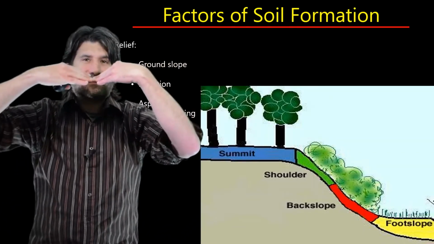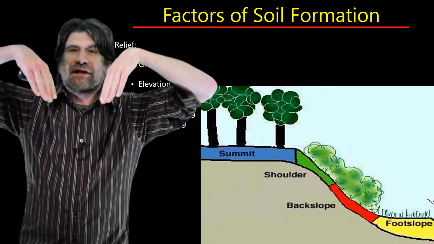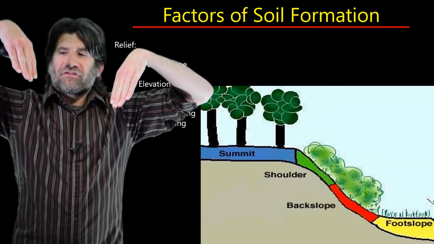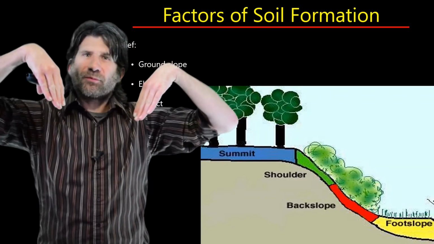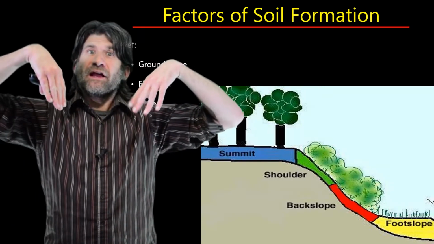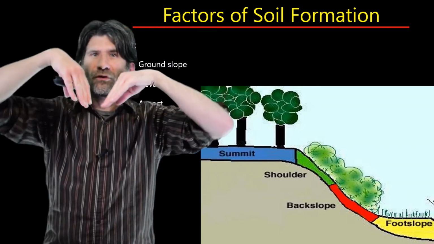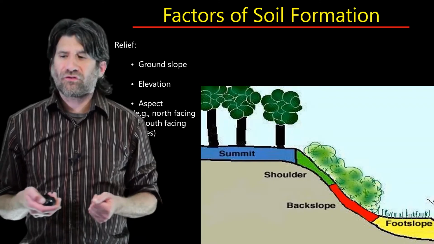The aspect would be part of that. So it's not just how steep the slope is, but is that slope pointed southward or is the slope pointing northward? Because a southward slope is going to get more direct sunlight, at least in the northern hemisphere, and so it might be a drier slope. So relief turns out to be a very important factor controlling what soils look like in a landscape.